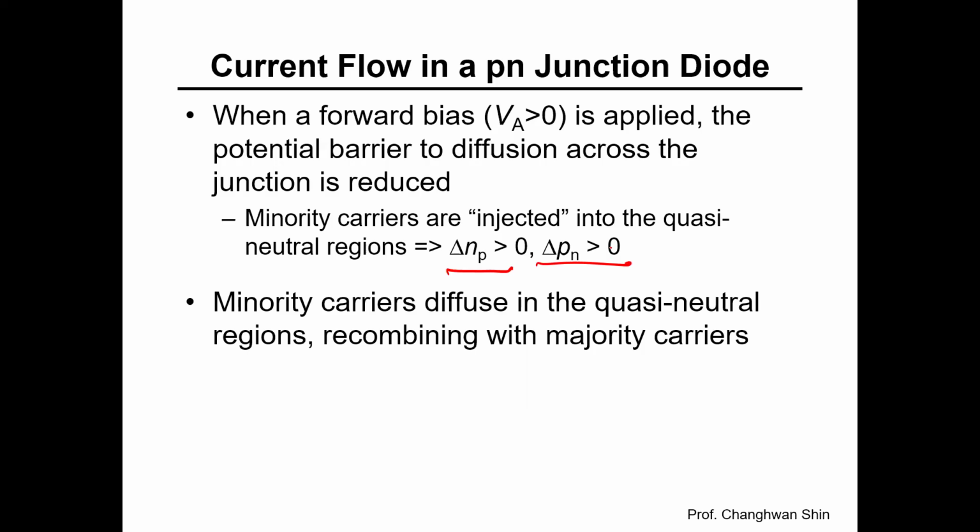So once these minority carriers are injected across the junction, they diffuse into what they call the quasi-neutral regions. Think of these carriers like explorers entering new territory. As they move deeper into this territory, they eventually recombine with the majority carriers in those regions, similar to how a drop of ink eventually disperses in water.